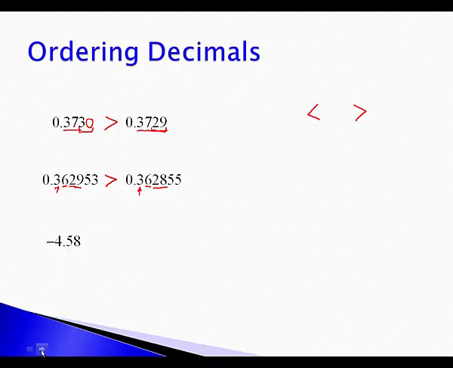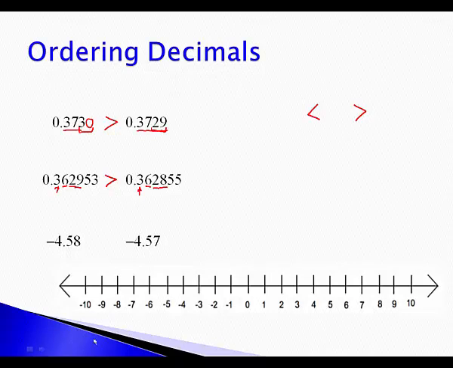Our last one is going to be negative 4.58 and negative 4.57. I want to remind you on this one, because it is negative, sometimes it's a little more confusing. Think about this for just a minute. If I were graphing this on a number line, I would move out here to negative 4, and 57 might take me to right here, but 58 would take me out here. So let me ask you, which one of these would be the smaller number? And it would be the 58. Remember, it's just the opposite of what you're expecting when you're dealing with those negative numbers.